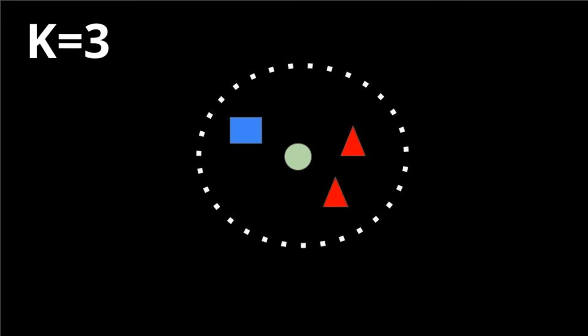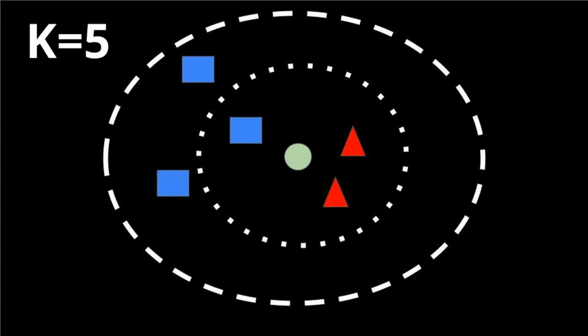Let's take a look at a simple example. Here the green dot is our test sample, that is the data that we're trying to classify. It will either be classified as a blue square or a red triangle. And in this example, it all depends on K. With K equal to 3, our sample will be classified as a red triangle because in the vicinity we have 2 red triangles and only 1 blue square. With K equal to 5, our sample will be defined as a blue square because now we have 3 blue squares and only 2 red triangles within this extended radius.